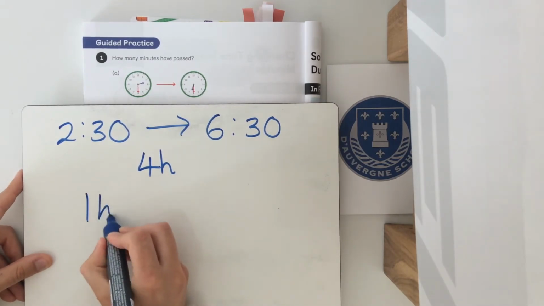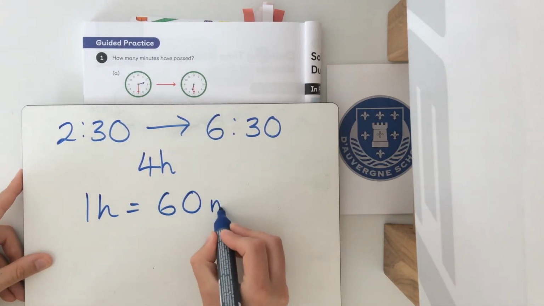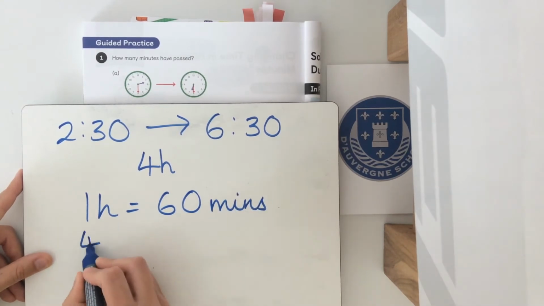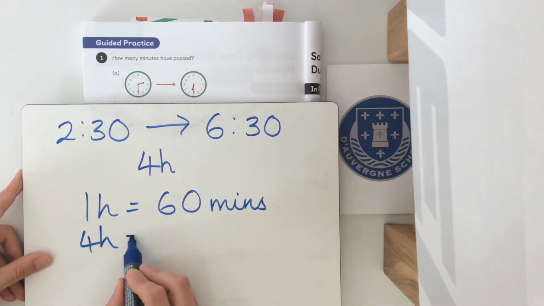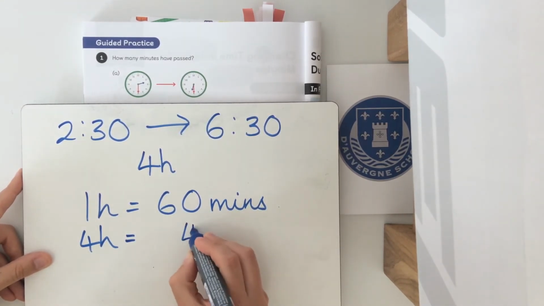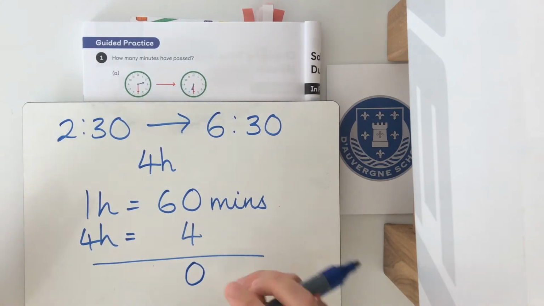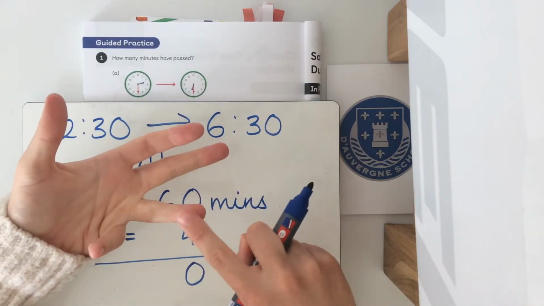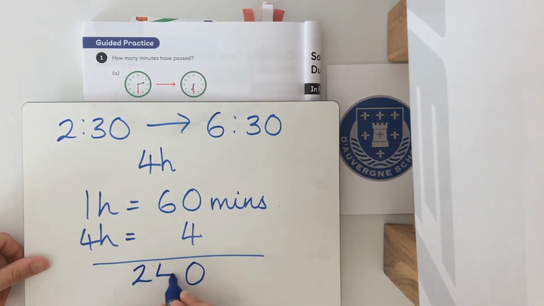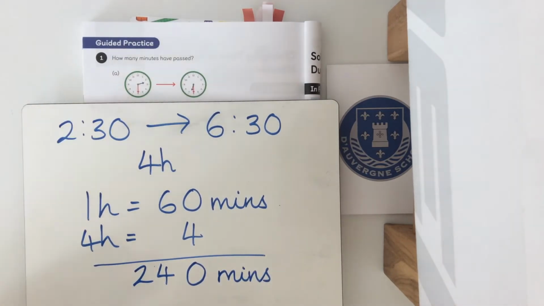If we know that 1 hour equals 60 minutes, 4 hours would be 4 times 60. So we're going to use that multiplication method that we've used previously. 0 times 4 is 0, 6 times 4 is 6, 12, 18, 24. That makes 240 minutes has passed in question A.